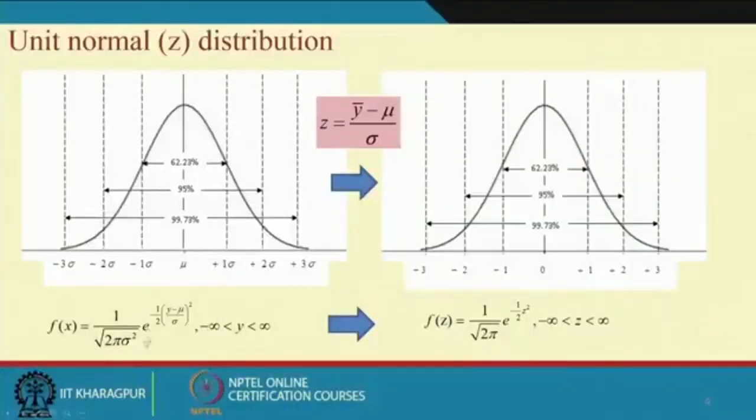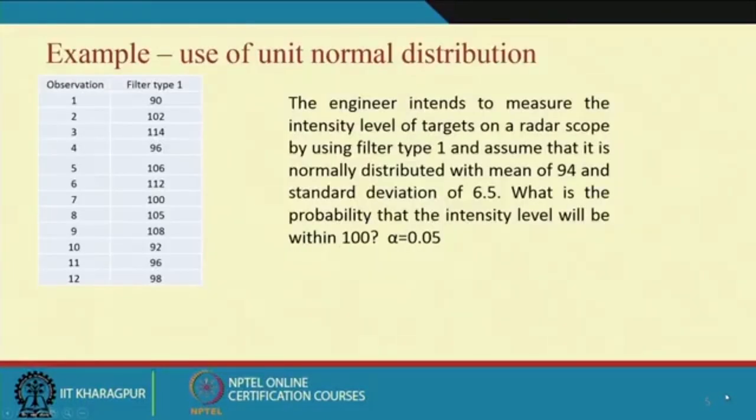So, very quickly we revisit the unit normal distribution. Now, see this diagram here. On the left hand side we are talking about the PDF of the y variable, that is normally distributed, and on the right hand side the conversion to z. So, z equals y bar minus mu by sigma, and then you will get a PDF like this. And last class I also gave you how to use the unit normal distribution.